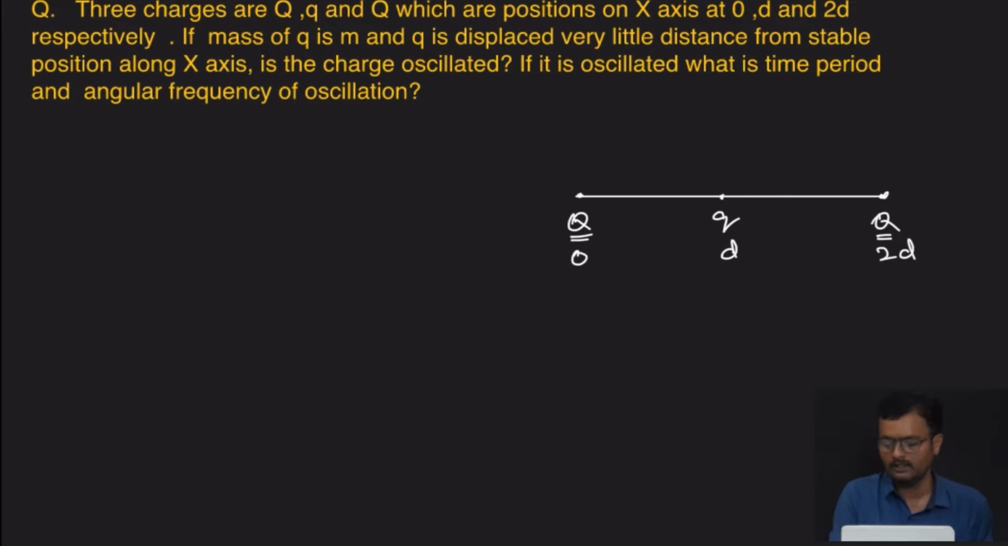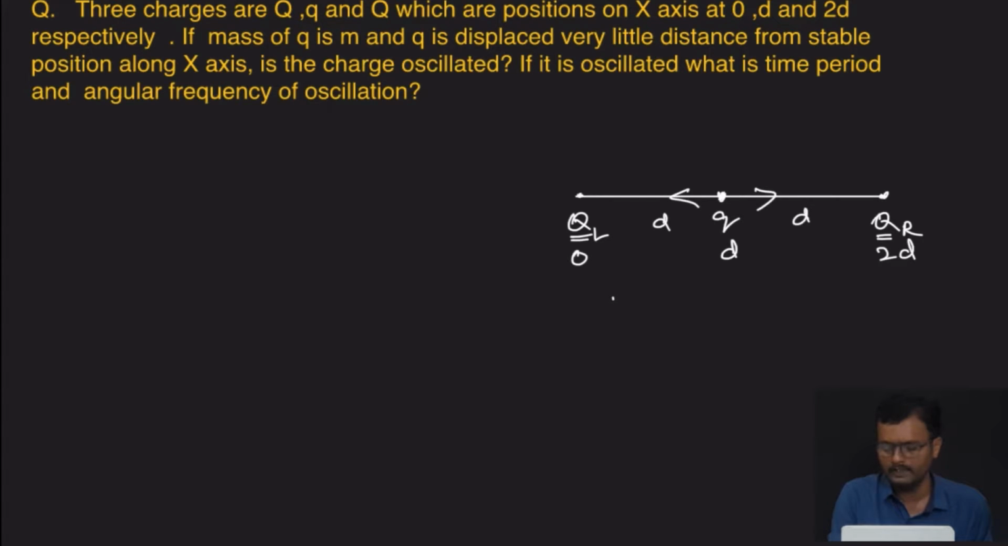Two charges are the same, and the third charge is exactly in the middle between the two charges, so the distance is the same. Suppose this is the left Q, this is the right Q. The left Q repels q along this direction, the right Q repels along this direction. So q is in equilibrium. So this point is the equilibrium point.